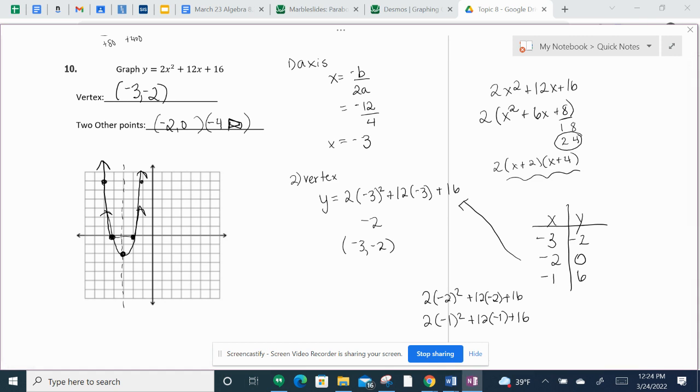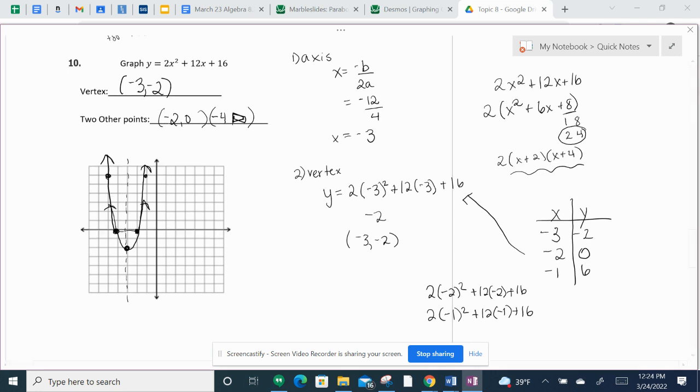You could pick different values if you'd like in that t-chart method, but we just want to make sure we're close to the vertex, otherwise they get too big to graph.